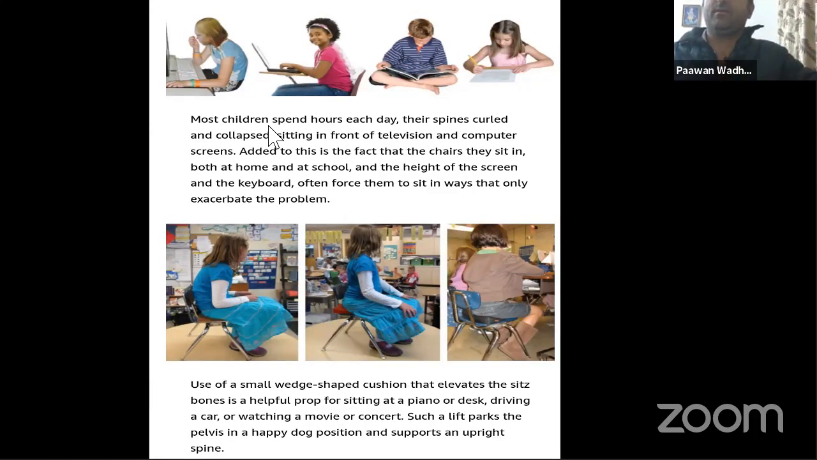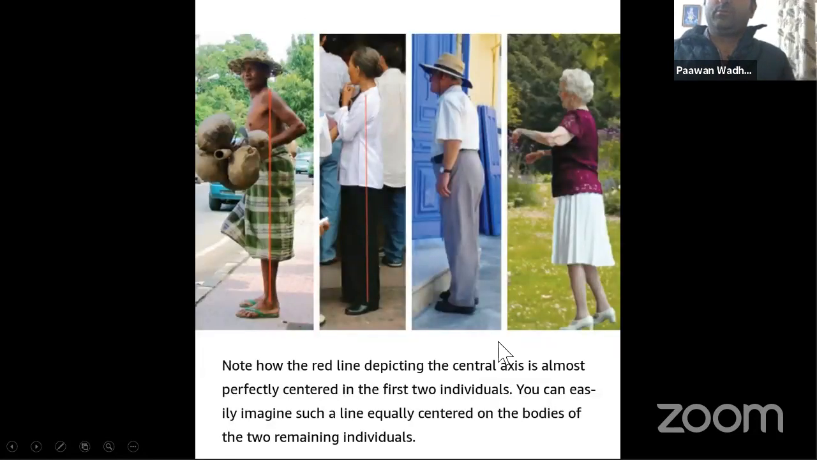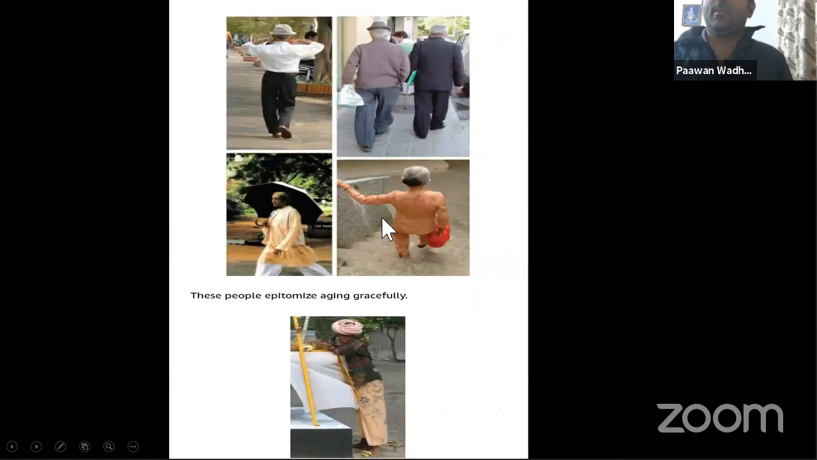You can use a small wedge to align yourself properly. Note how the red line depicting the central axis is almost perfectly centered in the first two individuals. This is central, and you can easily imagine such a line equally centered on the bodies of the remaining two individuals. Central line, great. These people epitomize aging gracefully.